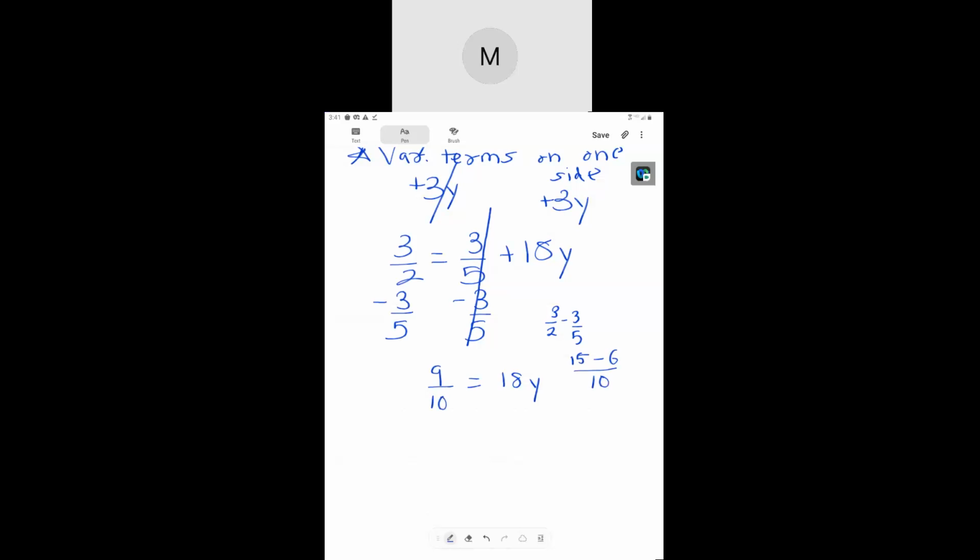I can use the method of cross multiplication, or I can just say, since the 18 is multiplied to the y, I want to do the opposite action and divide both sides by 18. Now remember, when we do 9/10 divided by 18, it's the same as writing 9/10 times 1 over 18. The 9 goes into 18 twice, so I'm just left with 1/20, 10 times 2. So my final answer here becomes y equals 1/20.